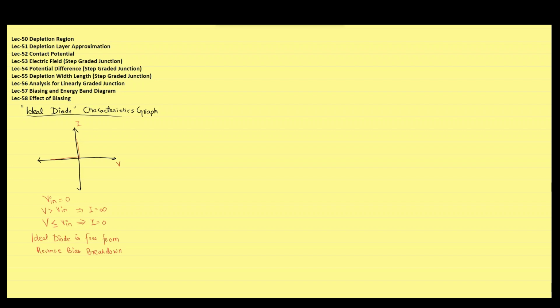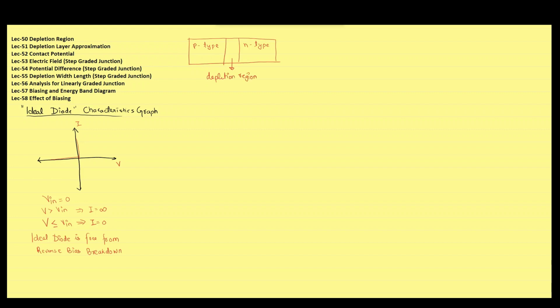Now we will summarize all the lectures which we have covered in this unit. Initially we studied what is the depletion region, and we got to know that when a semiconductor is doped with p-type material in one region and n-type material in the other part, then a depletion layer is constructed at the boundary where the p-type and n-type material are doped.